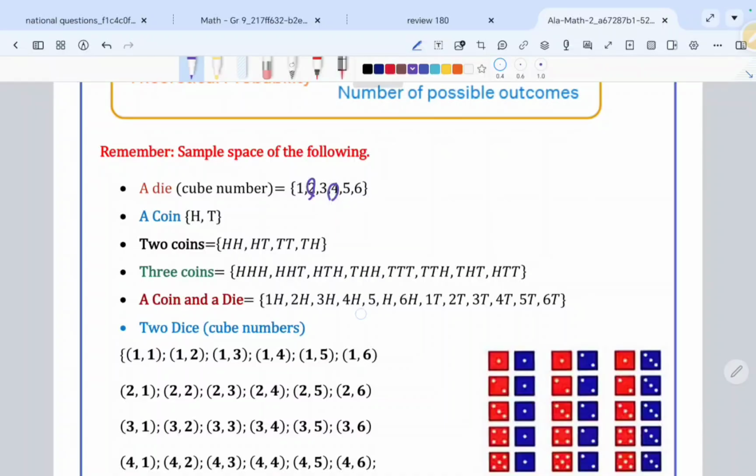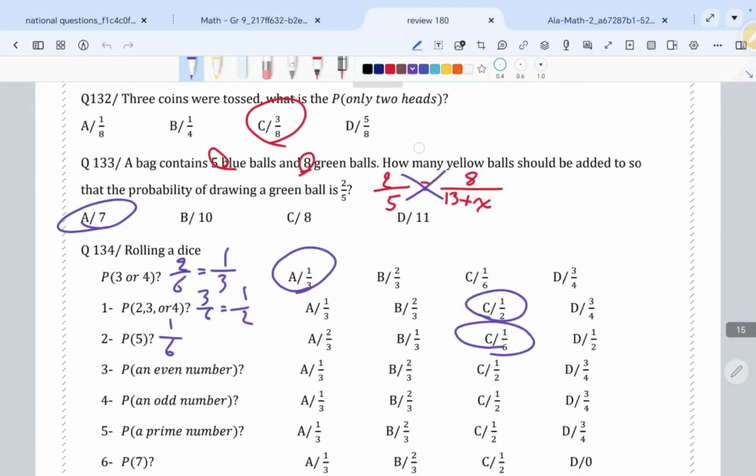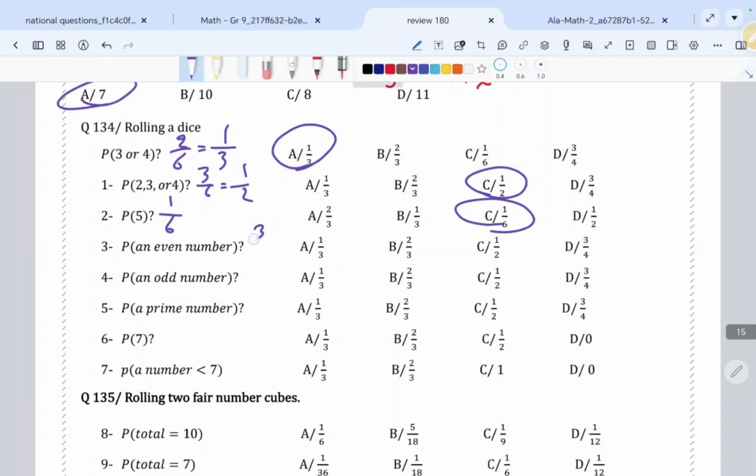2 is an even number, 4 is an even number, and 6 is an even number. So it will be 3 out of 6. Okay, 3 out of 6, it's 1 out of 2.